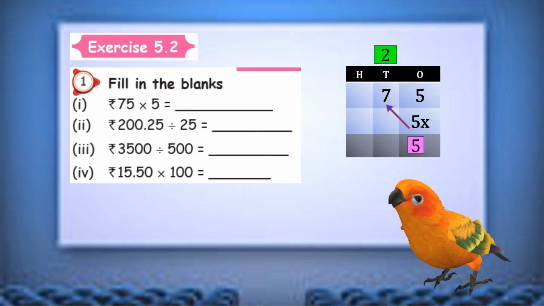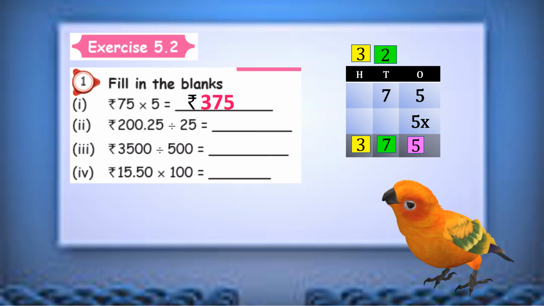We have to add the 2 also, isn't it? So 35 plus 2 is equal to 37. So 7 should be here and 3 should be upon the 100 column. Now we don't have any value in 100 column, so let us bring the 3 here. So the value will be rupees 375.